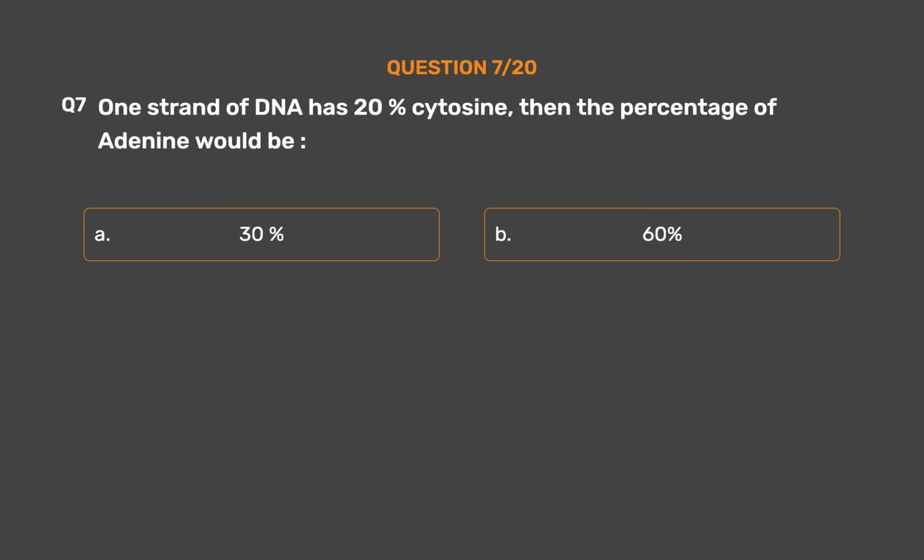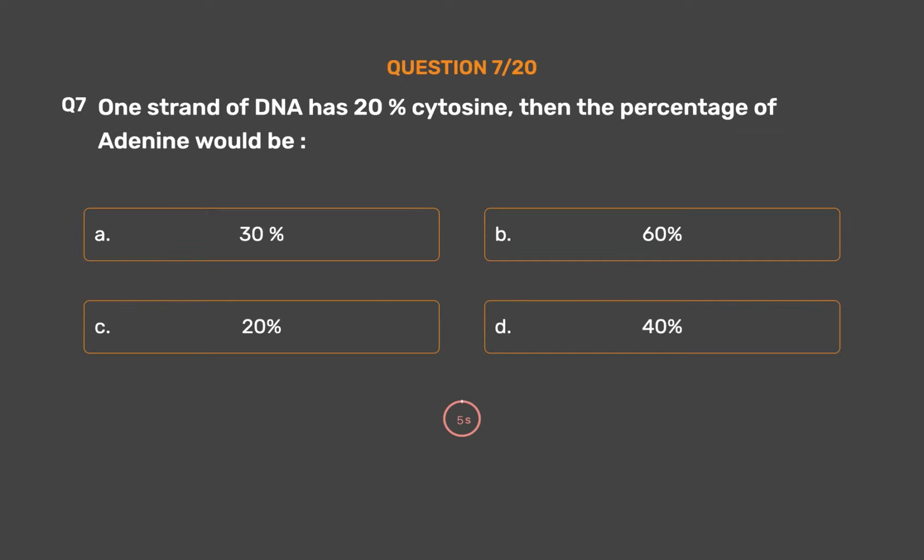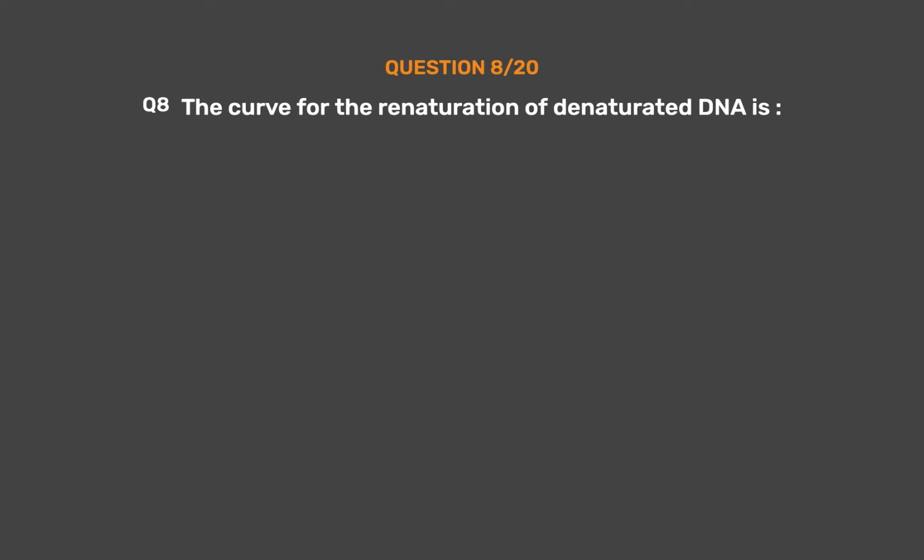Question number 7. One strand of DNA has 20% cytosine, then the percentage of adenine would be Option A. 30%. Option B. 60%. Option C. 20%. Option D. 40%. The correct answer is Option A. 30%.